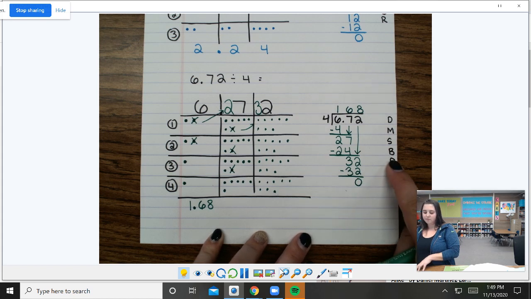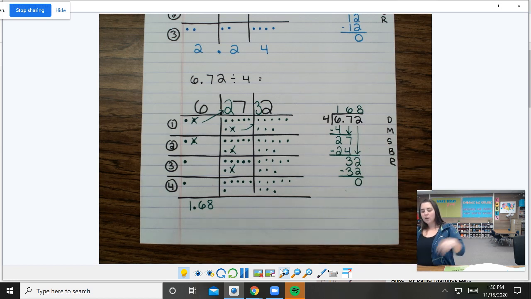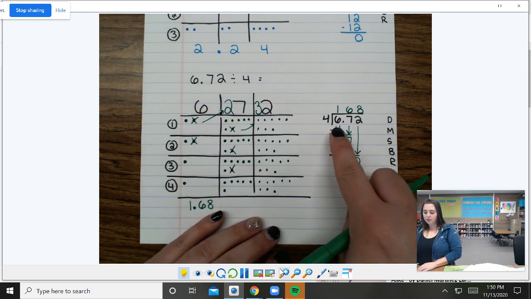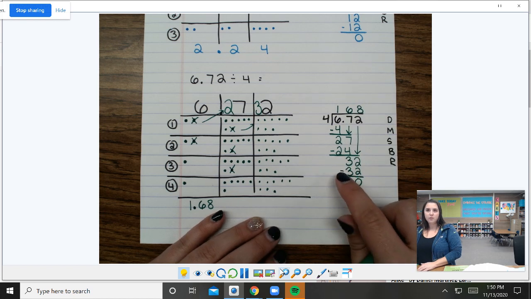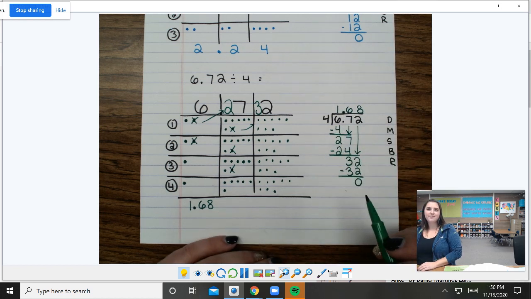Bring down. Wait a second, there's no other numbers, so we don't have anything to bring down. That's how we know we're done. The only thing I have to add is, looking at my number, I have 1 digit on top of each number. The other thing I need to add is a decimal.